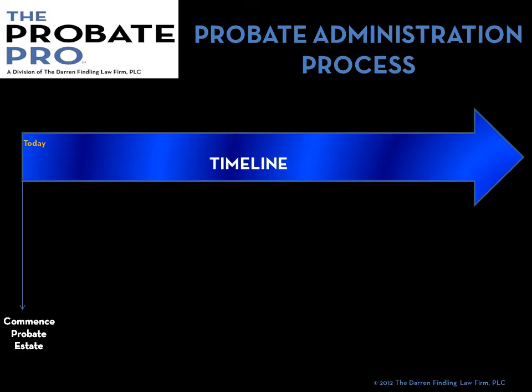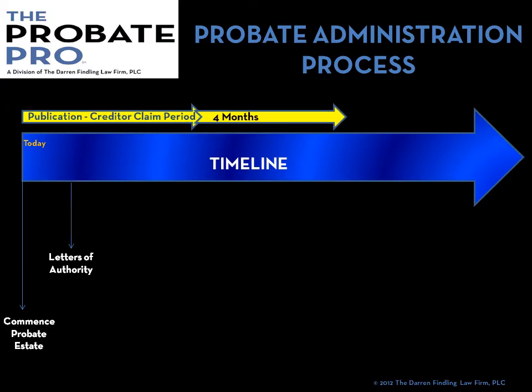The first thing that happens is we want to open the probate estate in the county in which the person resided at the time of their death. If they lived outside of the state of Michigan, then the estate can be opened in the county in which property is located. We want to appoint a personal representative. That person will be responsible for administering the estate.